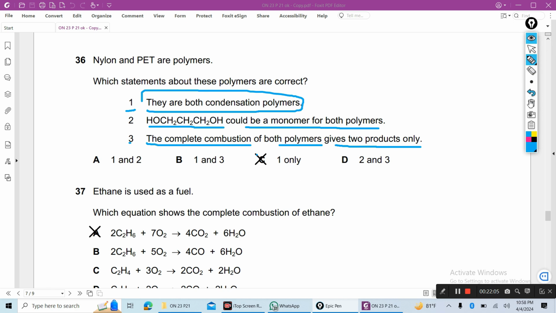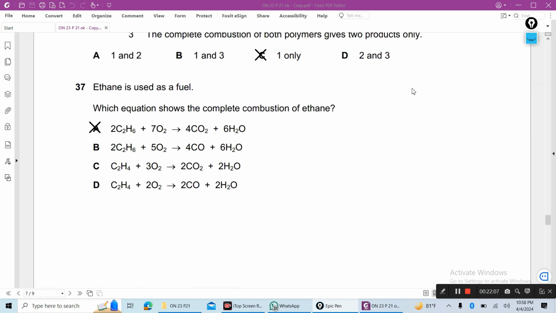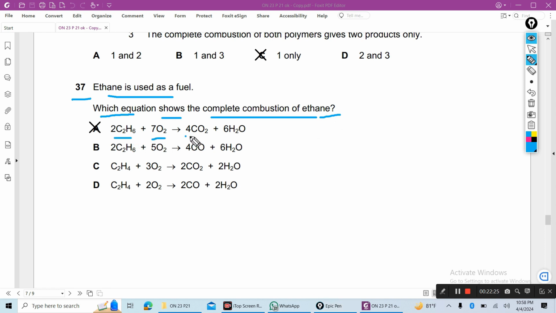37, ethane is used as a fuel. So which equation shows the complete combustion of ethane? Ethane reacts with oxygen to produce carbon dioxide and water, complete combustion. So A is the correct answer. B is wrong. Why? Because carbon monoxide is produced in incomplete combustion. And this is ethene, this is wrong, this ethene also wrong. So the question is asking ethane, C2H6.